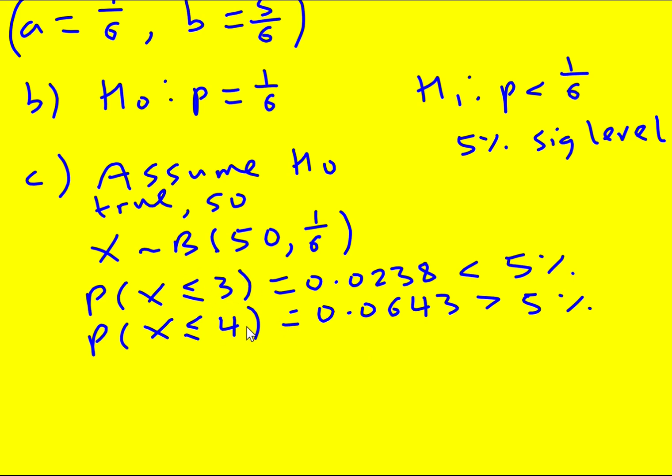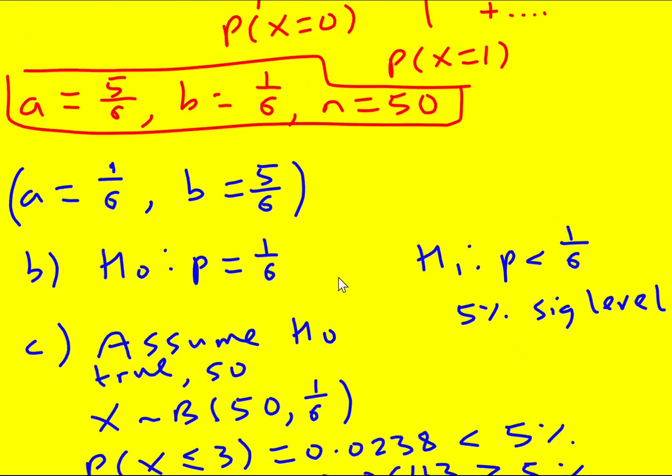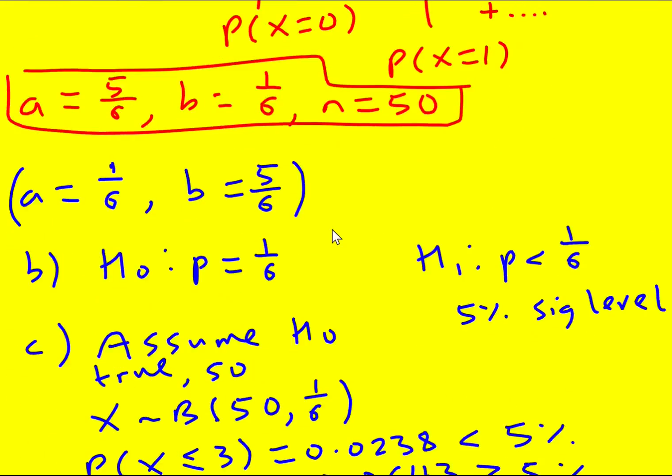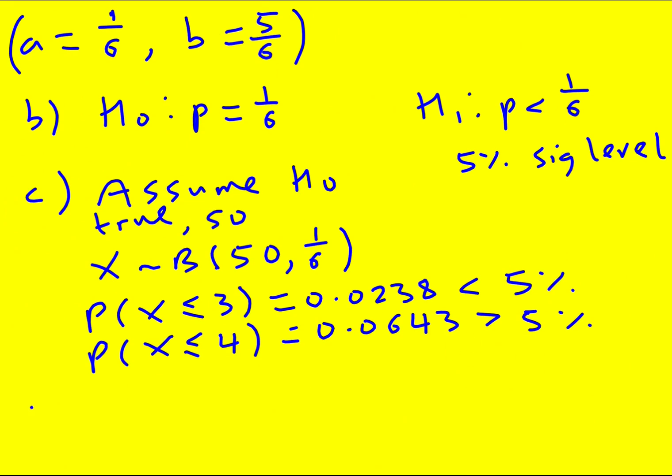Whereas if you scored 4, if you got 4 2s on your dice, there's a 6.4% chance that you'd score 4 or fewer 2s, and there's enough of a chance that that could happen. It's bigger than the cutoff, so we would not reject H0. We're not actually asked to conduct a test here. We're just asked to determine the rejection region. So I've shown the key probabilities, and the rejection region, sometimes known as the critical region, is simply going to be X is less than or equal to 3.